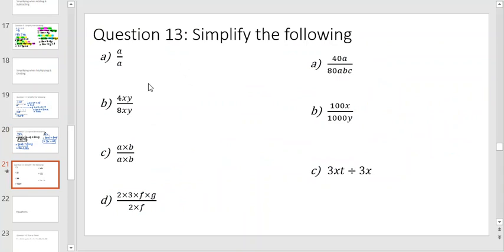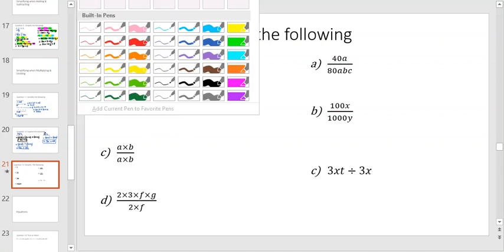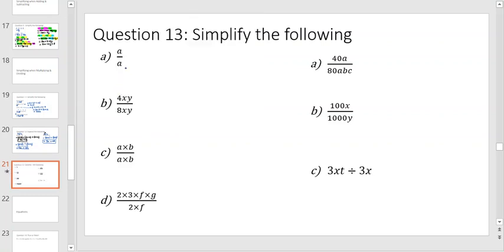Okay, next section is on division. We know fraction line means division, so have a go first with these ones. All right, so with a, we know whenever we have the same number on top and bottom, in this case, a over a, straight away I cancel them out. I'm left with a 1. Easy.